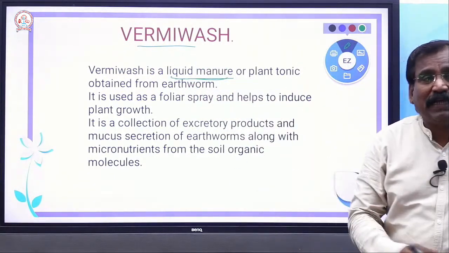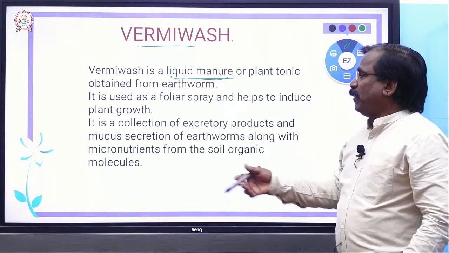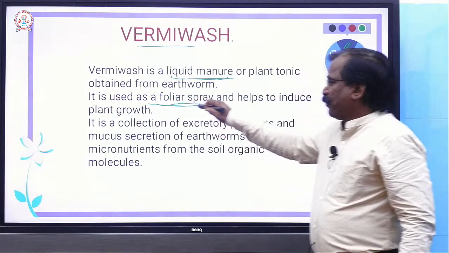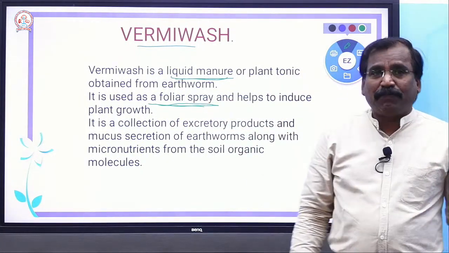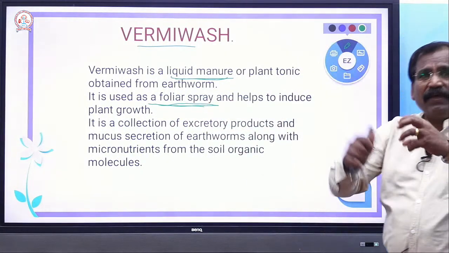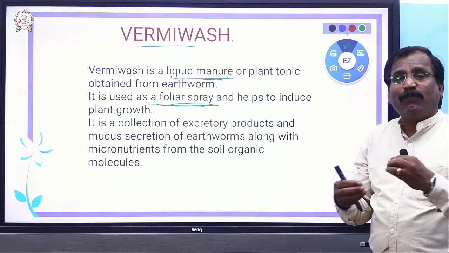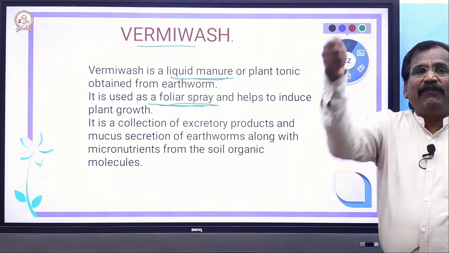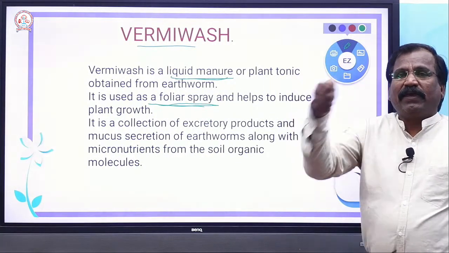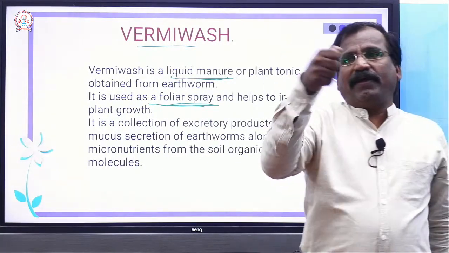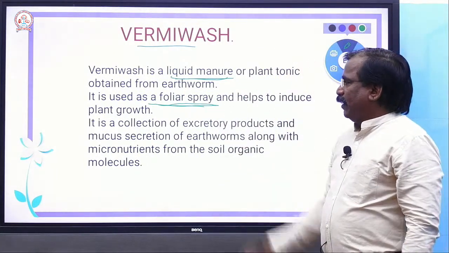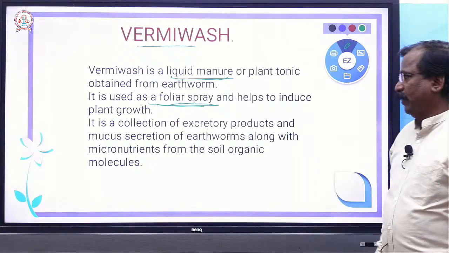How can we use that vermi wash on the plants? It is used as a foliar spray. Okay. What is foliar spray? We spray it. Foliar means leaf, the green leaves. Okay, we spray it on the leaves. We have to spray the leaves. It is taken up directly through the leaf, which is used as the foliar spray.